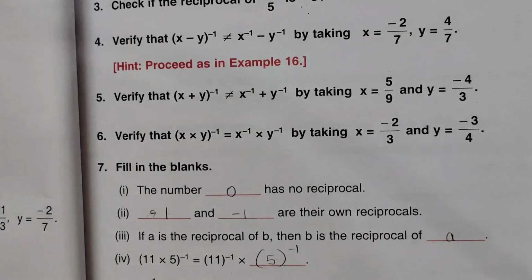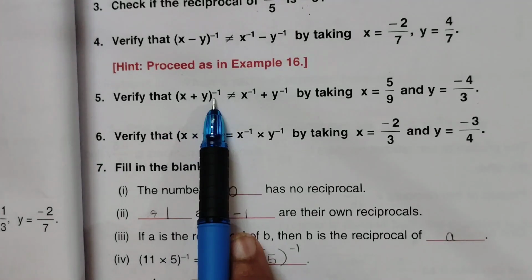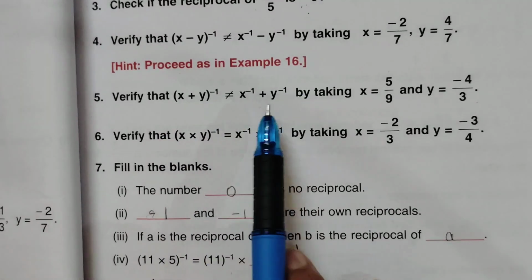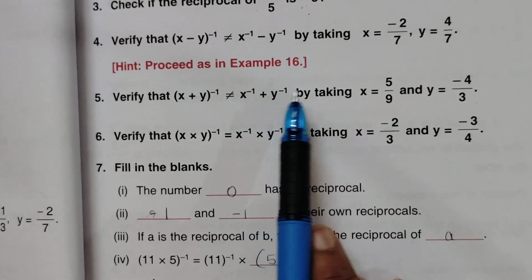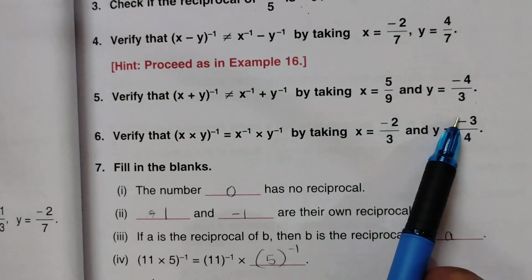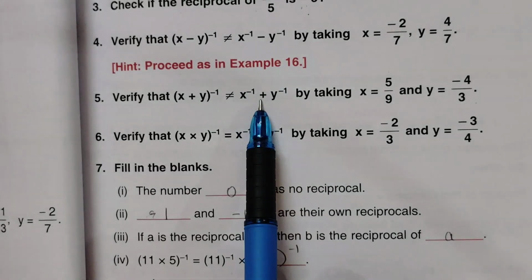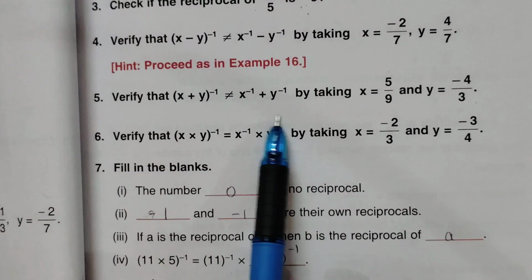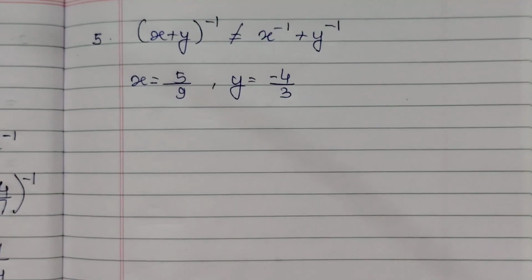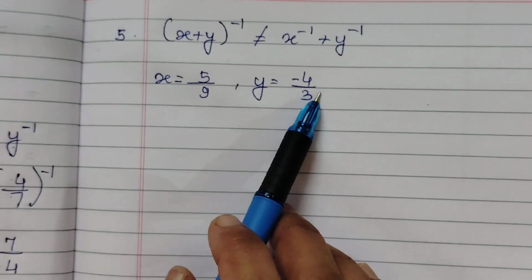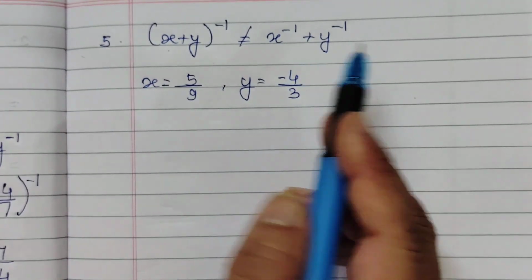Fifth question. Verify that (x plus y) the whole raised to minus 1 is not equal to x raised to minus 1 plus y raised to minus 1 by taking these values. Okay, same, but here subtraction was there and now we have addition. Okay, same, we have to verify by putting this value in this. So let's see. Now we wrote the question. Okay, let's verify. This is the left hand side and this is the right hand side.